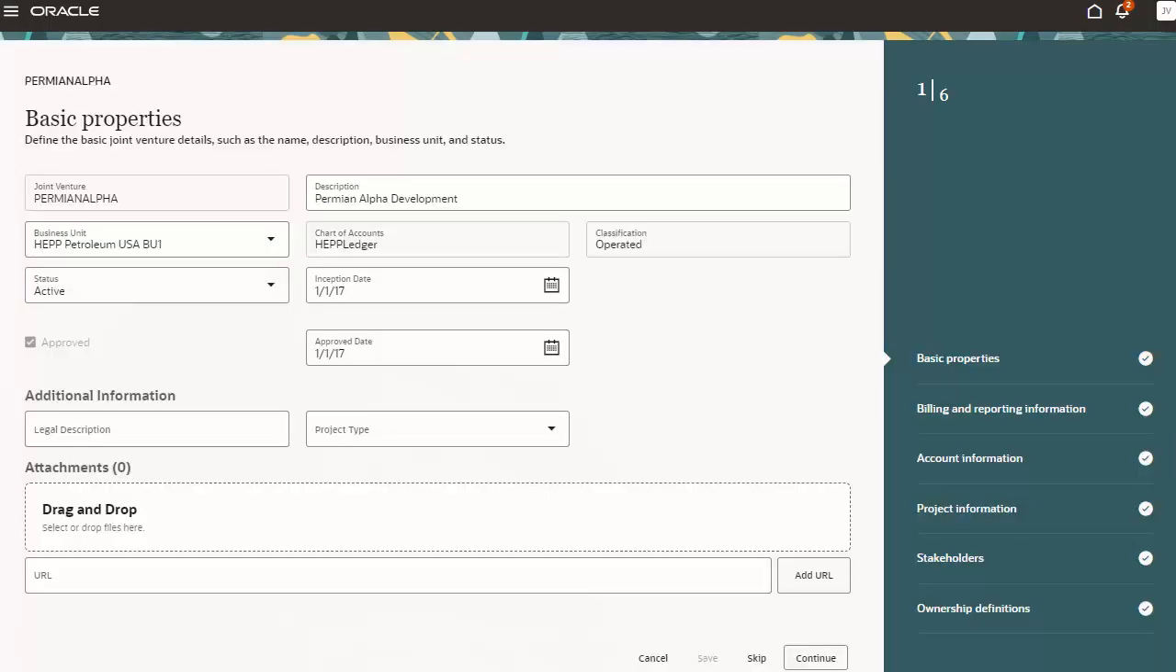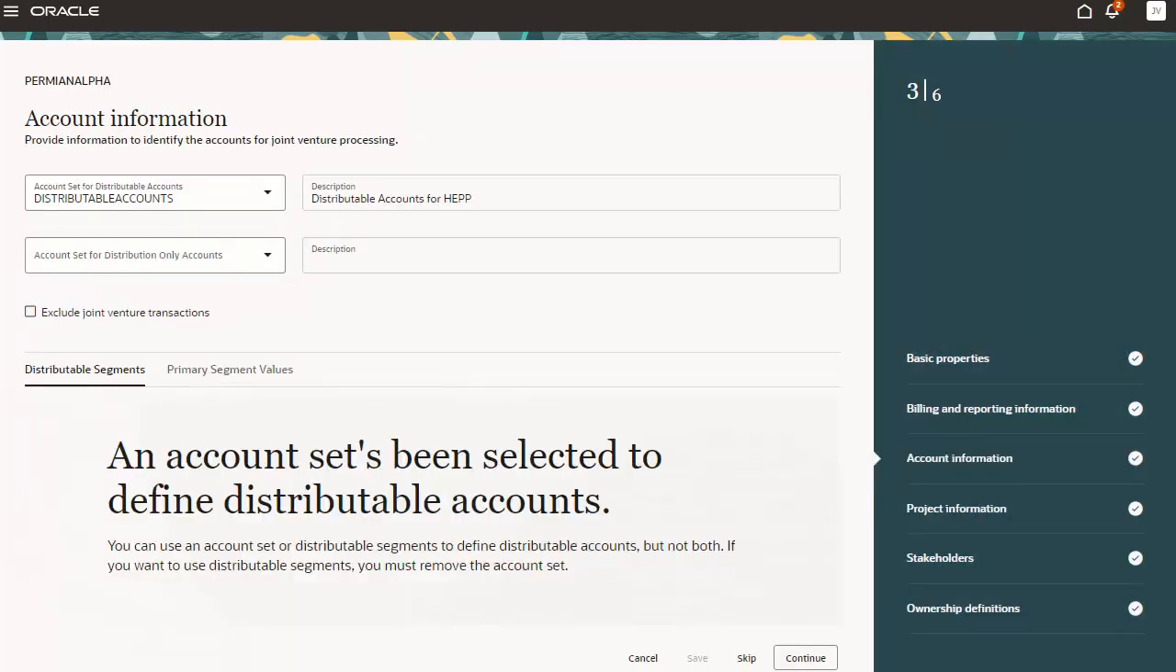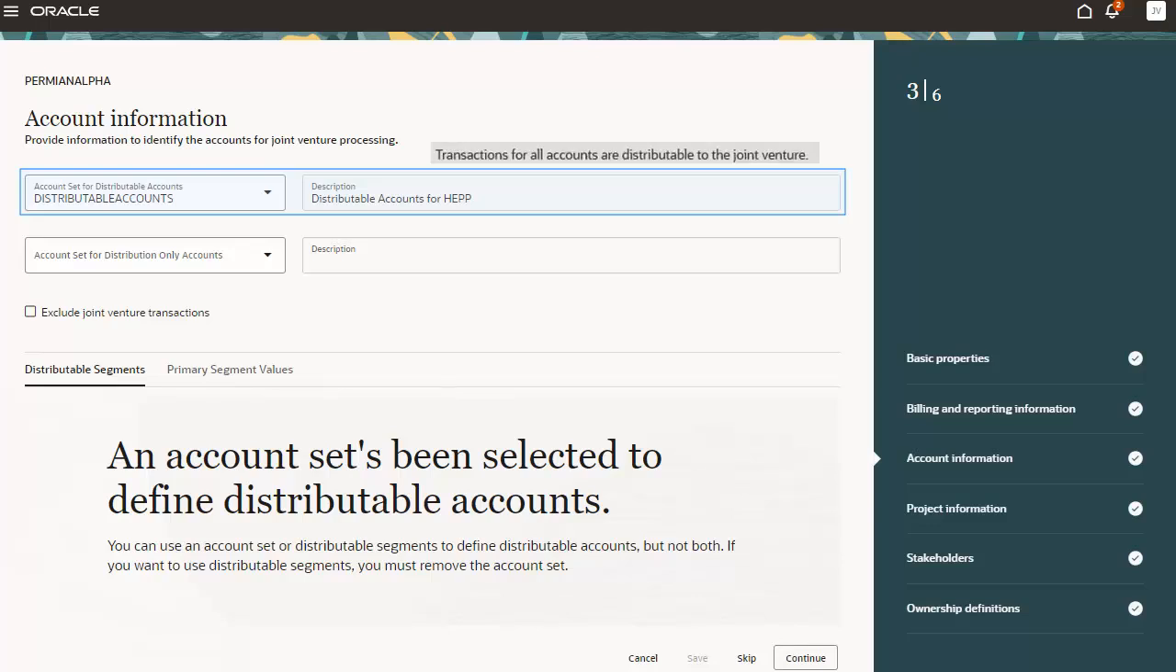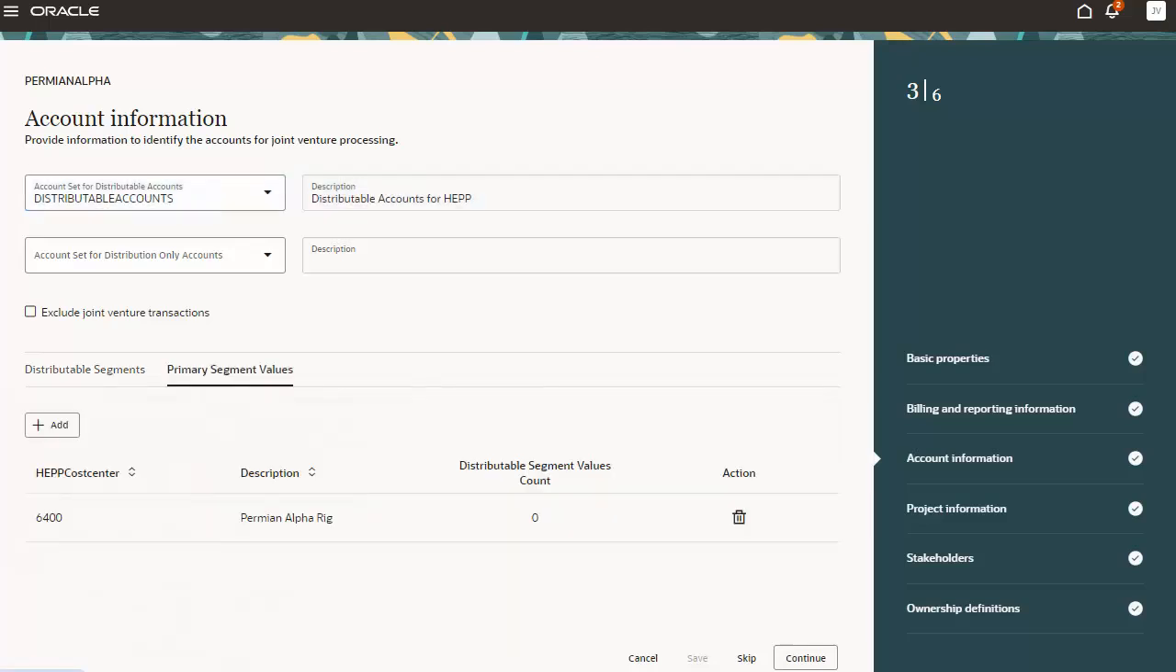Here we have the basic properties. Next, let's look at the account information. Note that an account set has been selected to define distributable accounts for the joint venture Permian Alpha. According to the joint operating agreement, transactions for all accounts are distributable to the joint venture. Cost Center 6400 has been defined as the primary segment value for this joint venture.